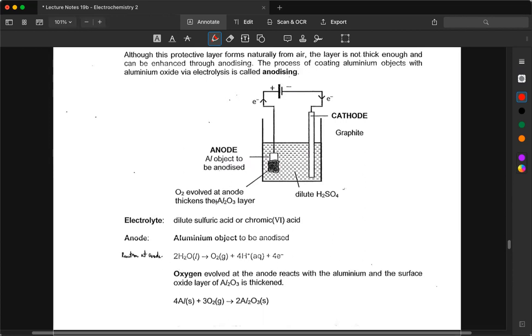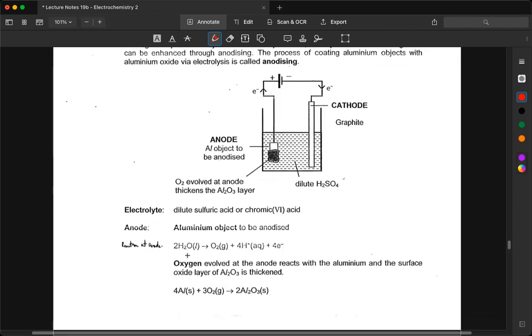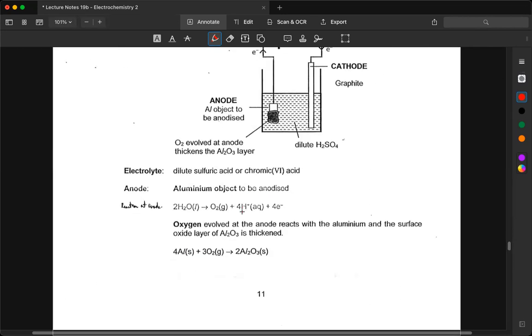So the reaction at the anode will be water getting oxidized. The oxygen formed will react with the aluminium, and the surface oxide layer of aluminium oxide will be thickened. It will not be completely consumed; there will still be some aluminium present that allows it to react with oxygen.